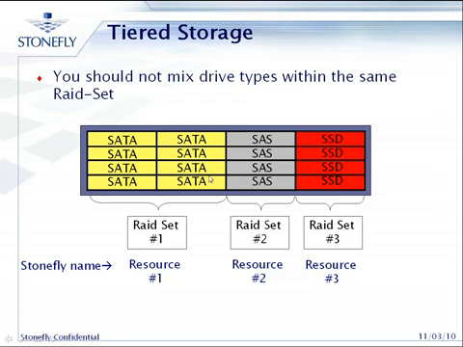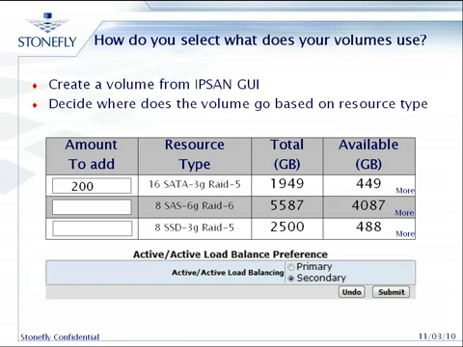The only thing that we require in our chassis, which I think is a reasonable thing to ask, is that all the drives of the same type should be in the same rate set. So all the SATA drives should be in rate set 1, SAS in rate set 2, and SSD in rate set 3. And these rate sets all show up in our GUI as individual resources.